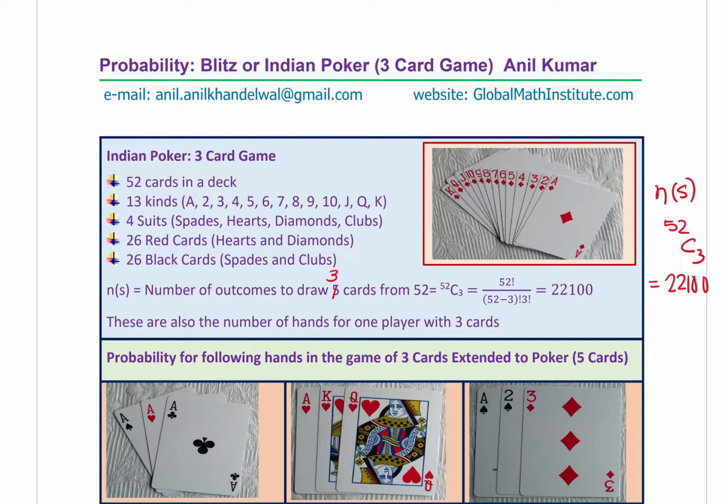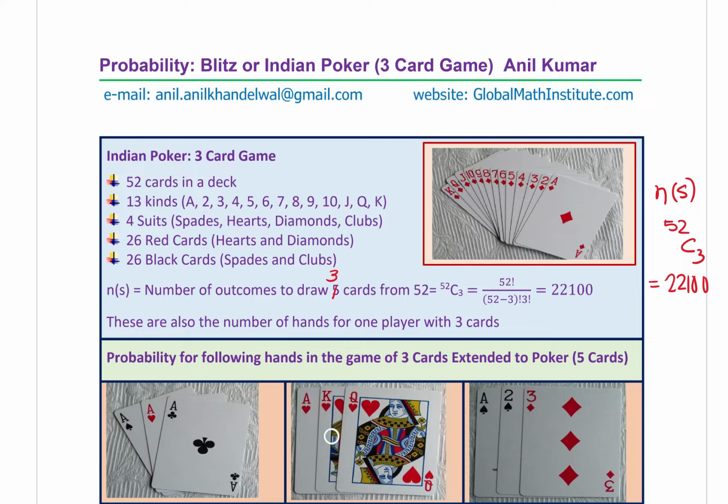Now we'll consider the probability of the following hands in the game of three cards. When you get three cards in your hand, we just call it a hand of three cards. And as I said, we'll extend it to poker, where five cards are distributed, with two examples. The three cases shown here are rank-wise. If you get three of one kind, right? All aces, all kings, or all queens, or all twos. This is called a trail, and this is considered to be of the highest rank.